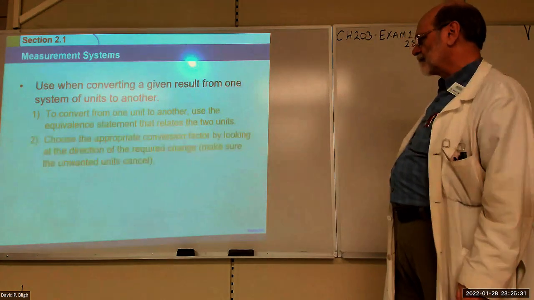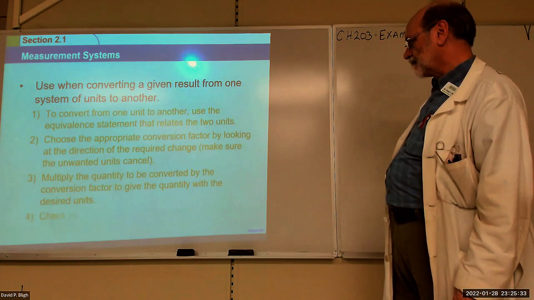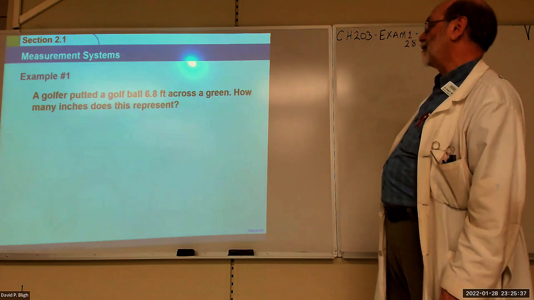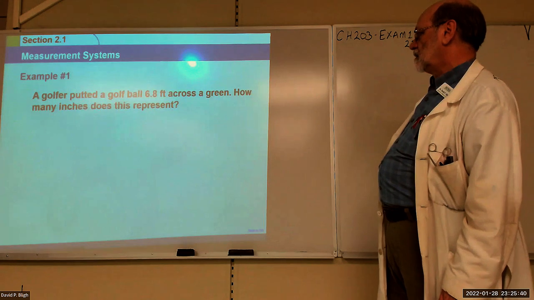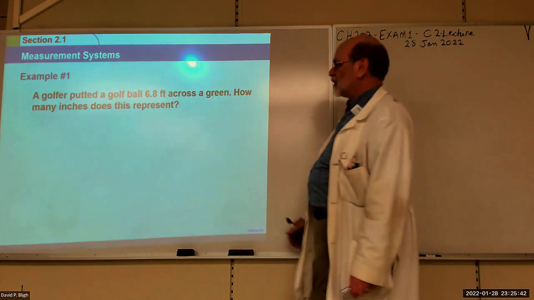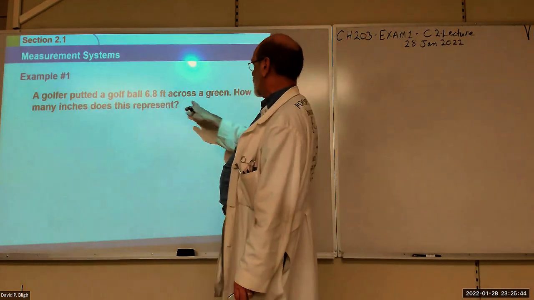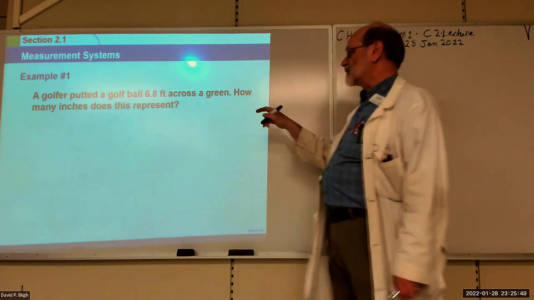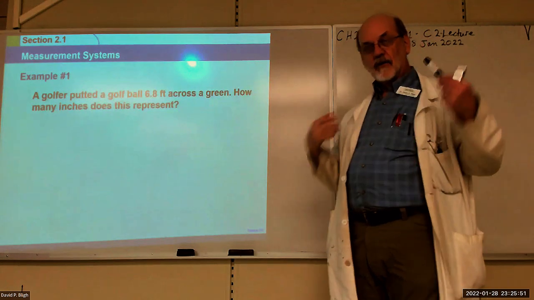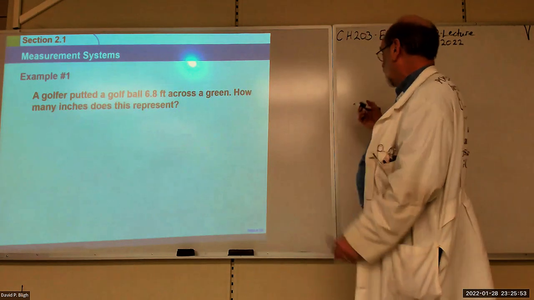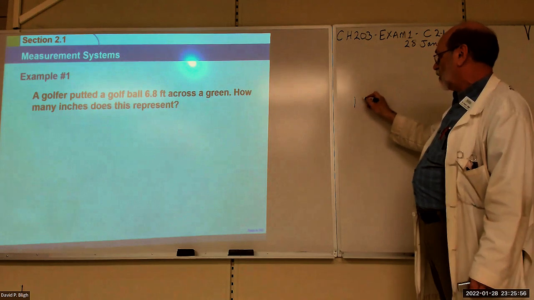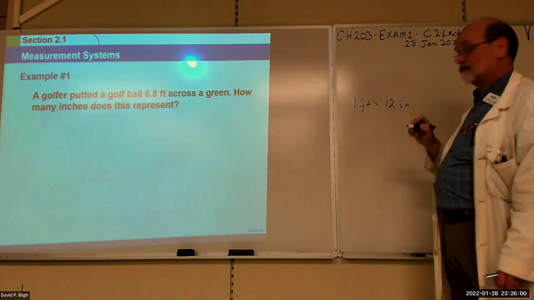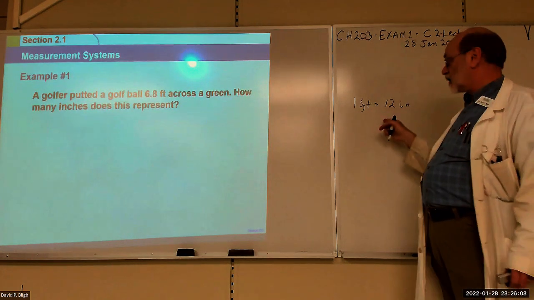Example. Say a golfer has putted a ball that's 6.8 feet across from the hole on the green. How many inches does this represent? What's our conversion factor? We know our conversion factor is what's equal to a foot in inches? 12 inches. Okay, there's our conversion factor.